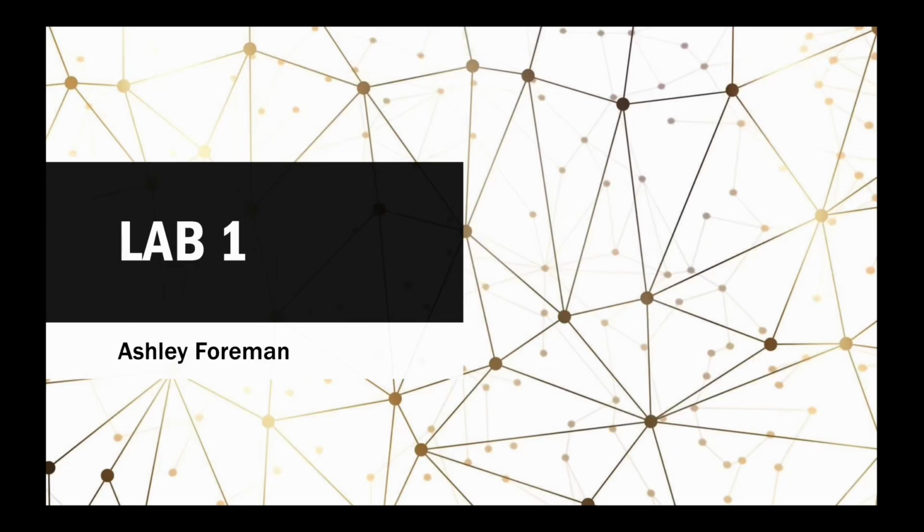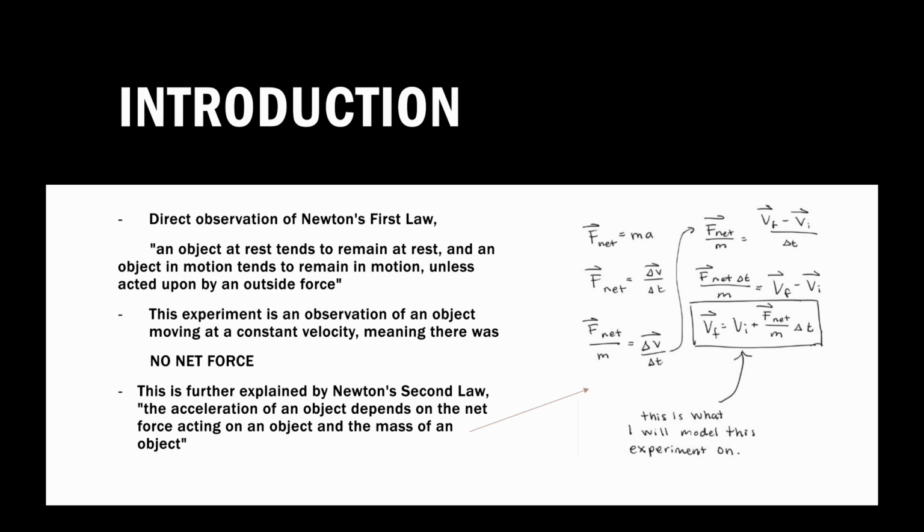My name is Ashley Foreman, and this is my lab report on Lab 1, constant velocity. In this lab report, I observed the motion of a tennis ball moving at the same speed without changing direction.